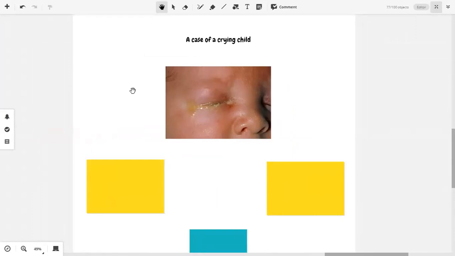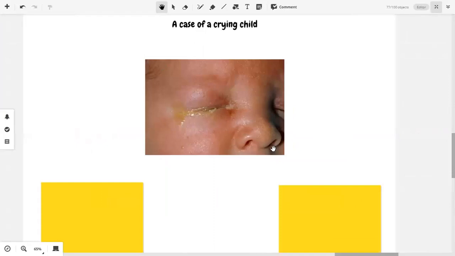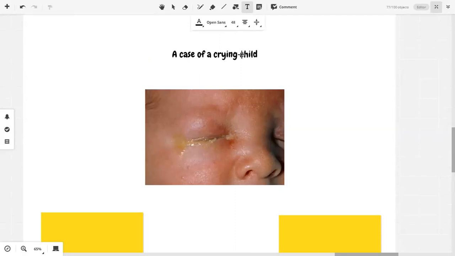We have a crying child who presents to you. He's a neonate. He presents to you in the first month of his life with this. This is what you see on examination. It's only one child; there's only one thing he can do, and that is cry. So he's crying. What do you see on his examination?